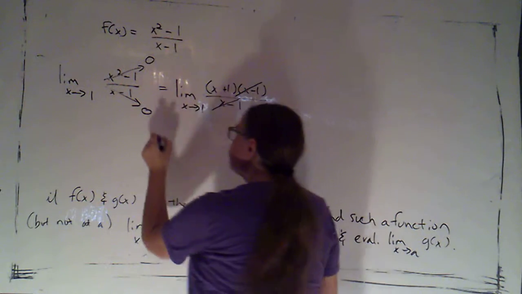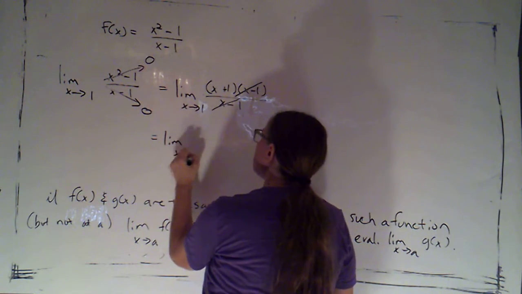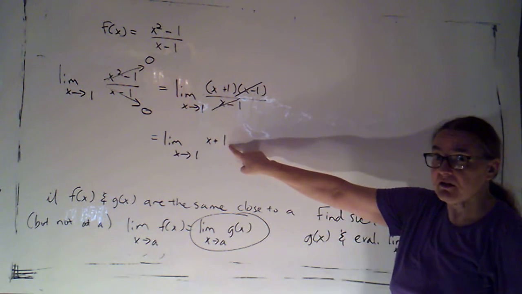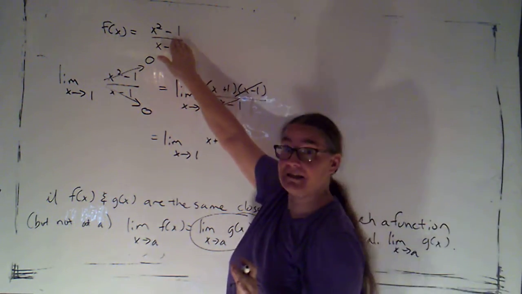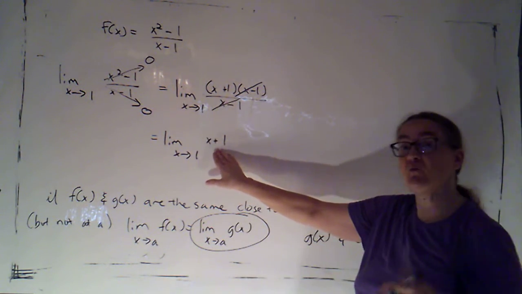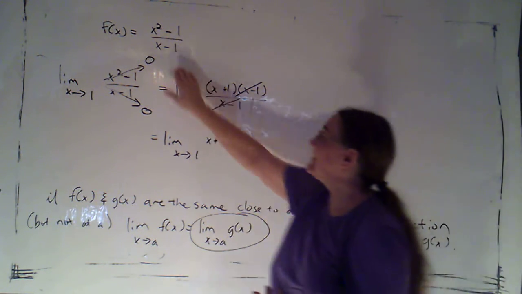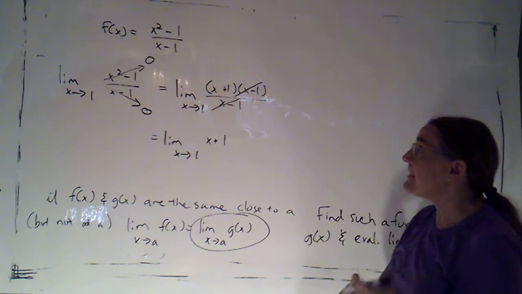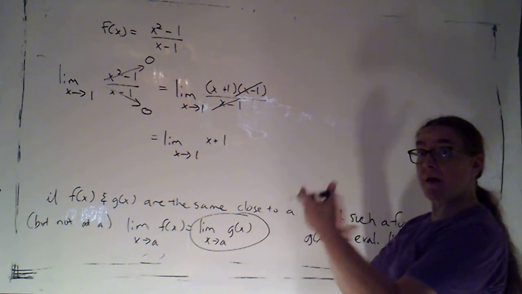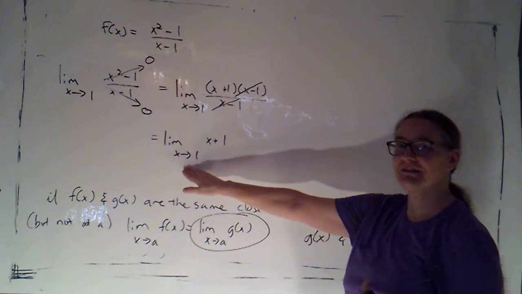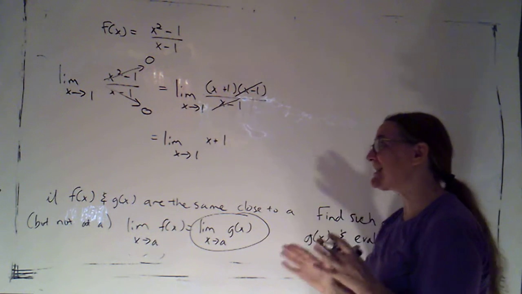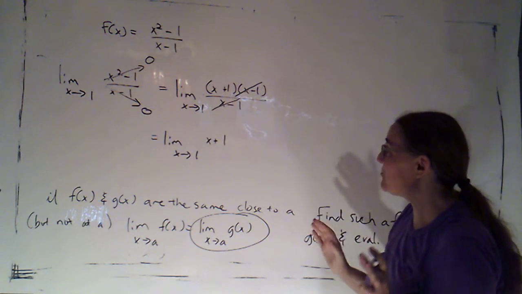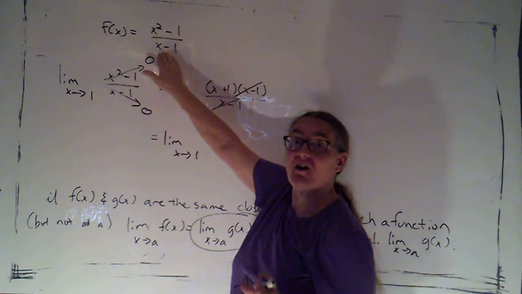And then I can say this is going to be the limit as x goes to 1 of x plus 1. Now this function is not the same as this function, because this function would be defined at 1. This function is not defined at 1. But I don't need to record that restriction because I'm not talking about the functions, I'm talking about their limits. And their limit doesn't care what happens at 1, the limit cares what happens close to 1. And as long as x isn't 1, this function and this function are the same.